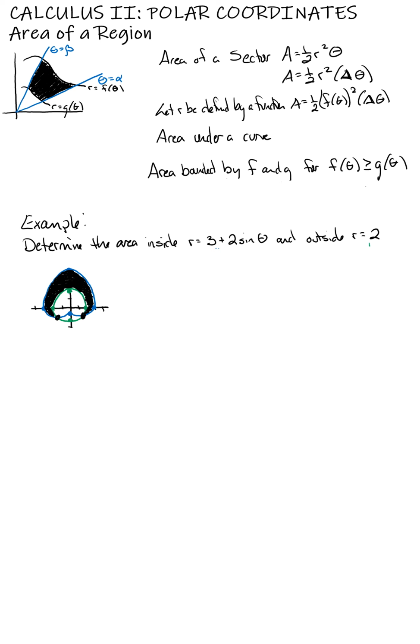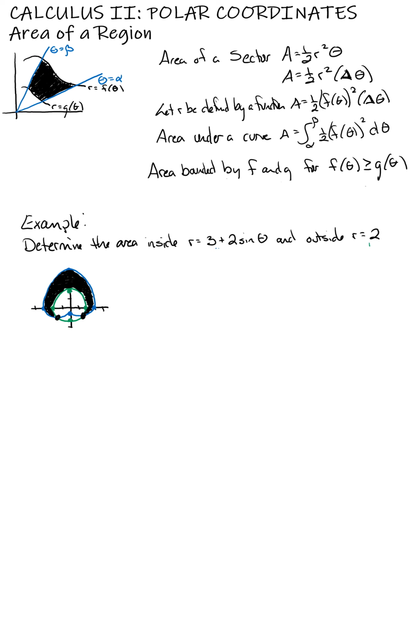Now, to introduce some calculus here, if we want to find the area under a single curve, then we'll introduce the idea of the limit of the Riemann sum, and that would tell us that the area would be the integral from alpha to beta, over that change in our theta values, of 1/2 f of theta squared d theta. So the limit of that delta theta becomes d theta.